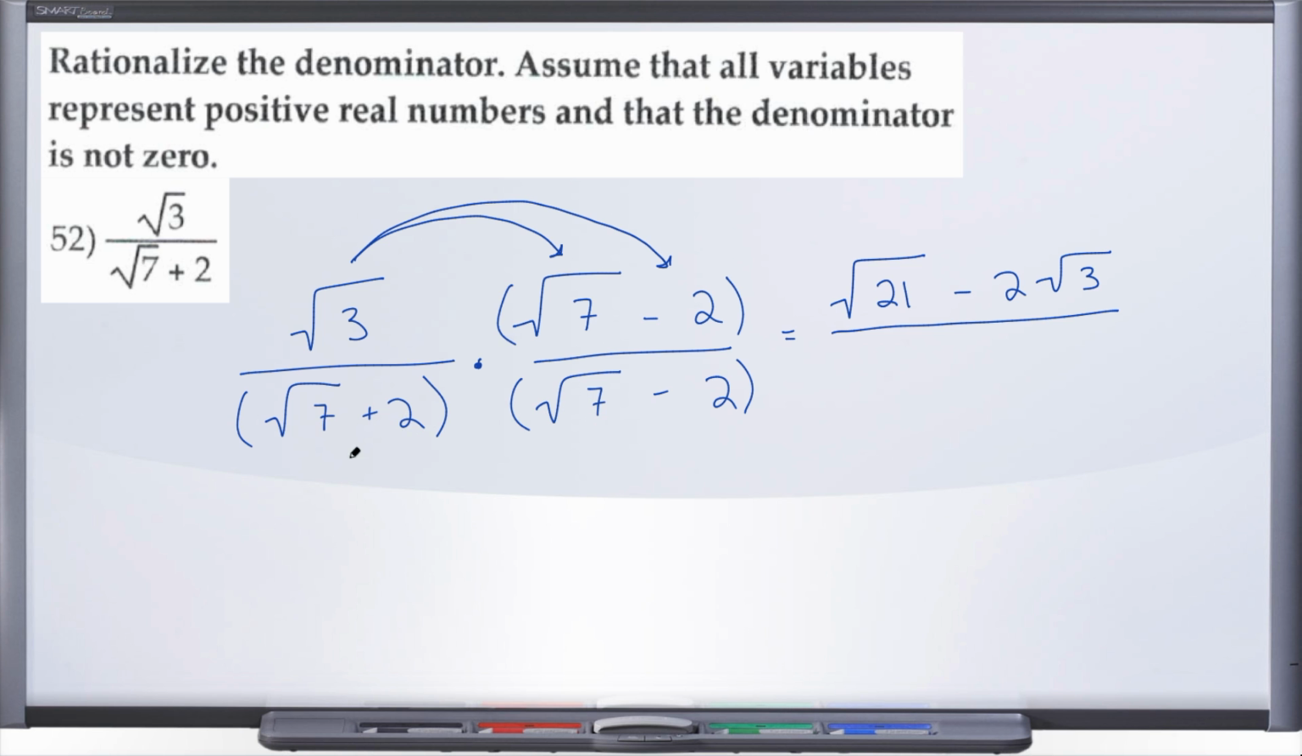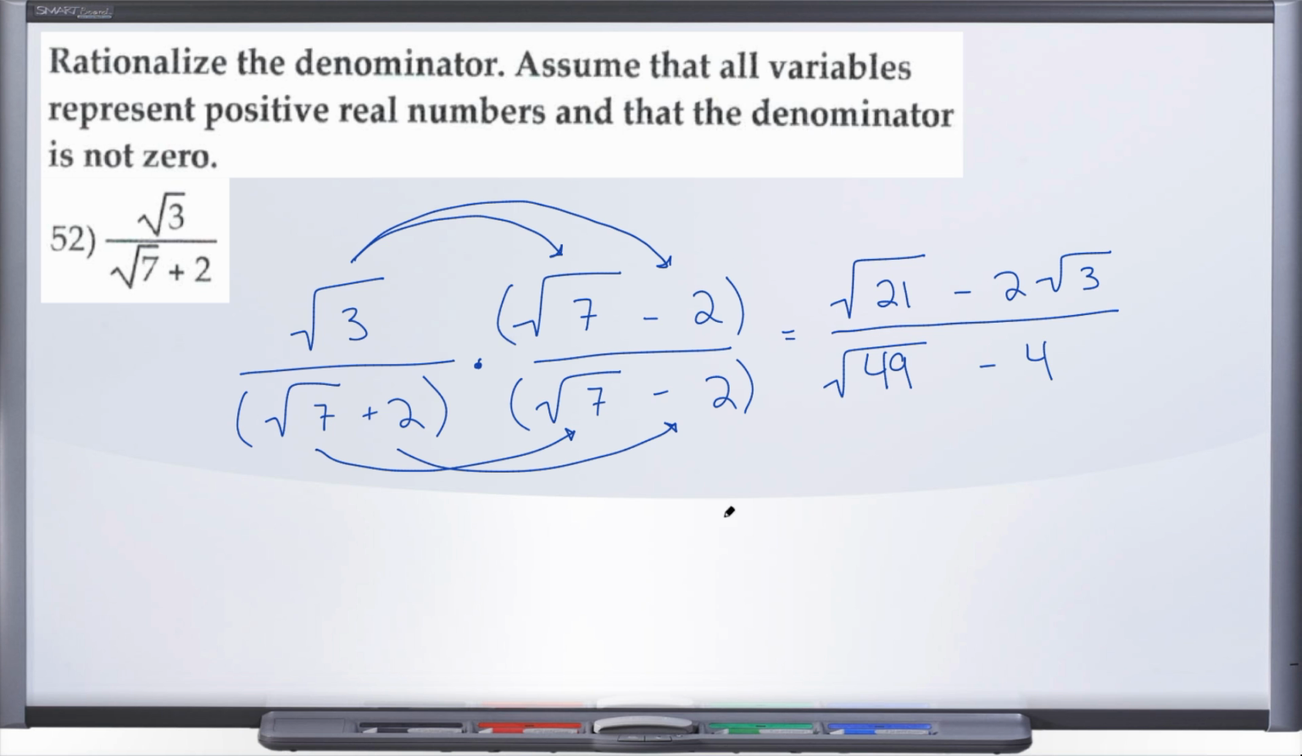conjugates, so we don't have to do the whole thing, meaning FOIL. We can just do our first to our first and our last to our last, because if you were to FOIL this whole thing out, you'll see that those two middle terms end up canceling. So let's go ahead and just do radical 7 times radical 7, so that gives us, excuse me, not 49, it gives us radical 49. And then we have positive 2 times negative 2 is minus 4.